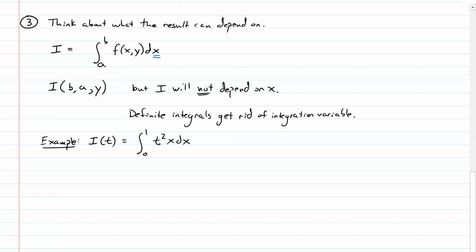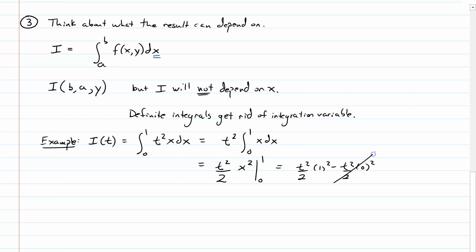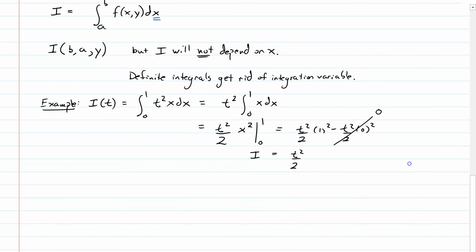Okay. So let's actually do it. What do we get? The t is not the integration variable, so it comes outside. Integral 0 to 1 x dx. And this integral is straightforward to do. t squared over 2 x squared evaluated at 0 and 1. So I get t squared over 2 times 1 squared minus t squared over 2 times 0 squared. This whole thing is 0. I get t squared over 2. And that depends on t, right? It doesn't depend on x, because x disappeared when I plugged in the limits.